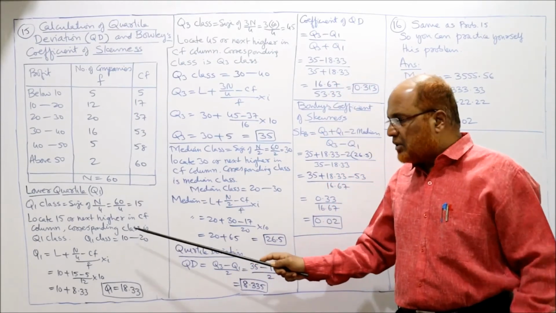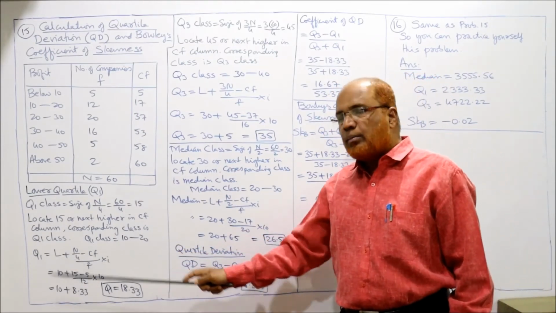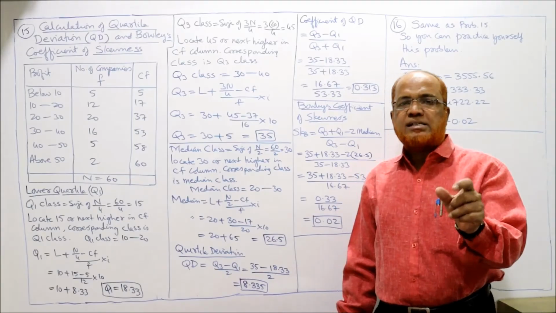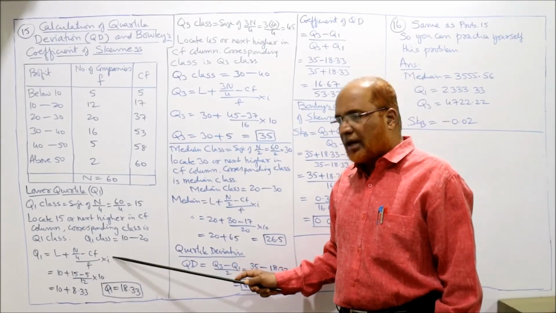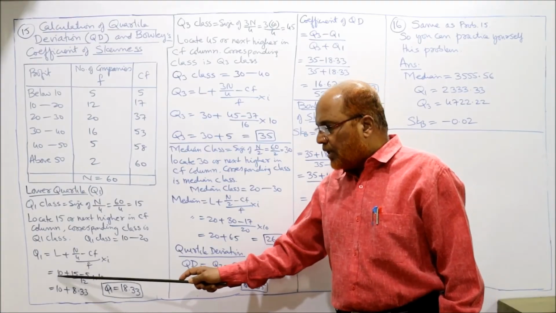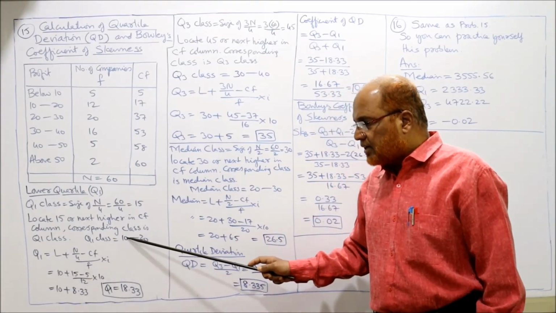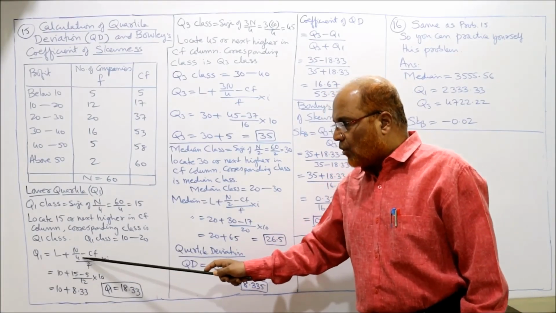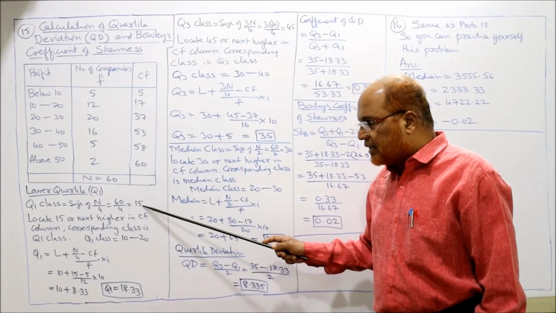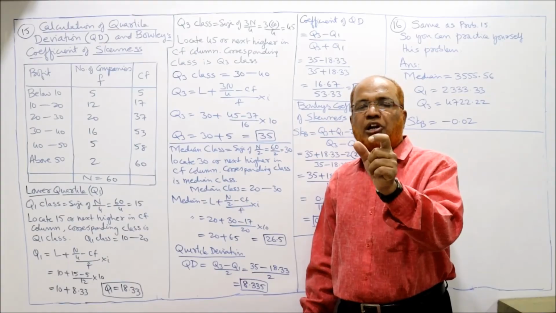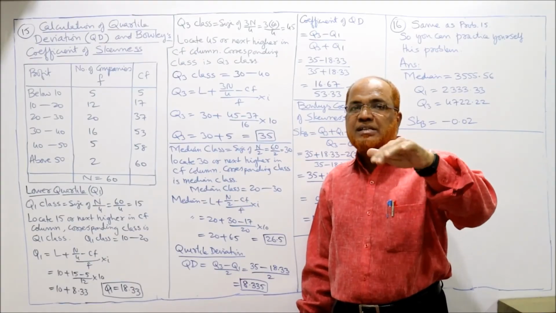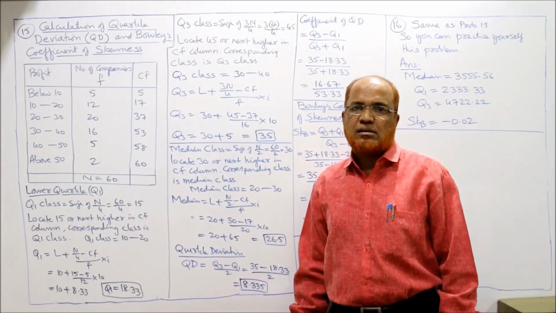Now Q1 lies between this 10 to 20. So the formula to find Q1 is L plus (N by 4 minus CF) by F into I. Right? Lower limit. What is the lower limit here? 10. N by 4, already we have calculated, 15. Minus CF. CF means cumulative frequency of the class preceding the Q1 class.